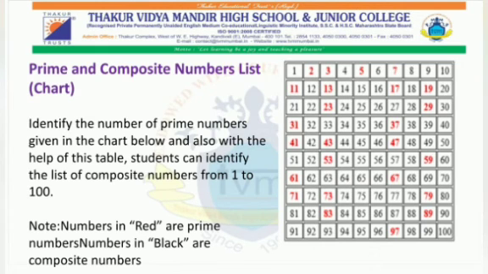Now students, let us understand the prime and composite number chart. Yes, by identifying the prime numbers given in the chart below, and also with the help of this table, students, you can identify the list of composite numbers from 1 to 100. Let us understand how you will find out the prime numbers and composite numbers. As you all know, students, 1 is neither a prime number nor a composite number, and the numbers in red color are prime numbers and the numbers in black are composite numbers.